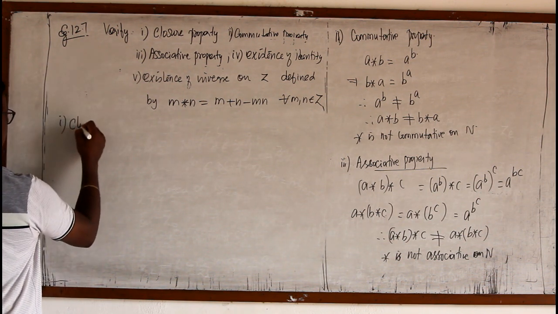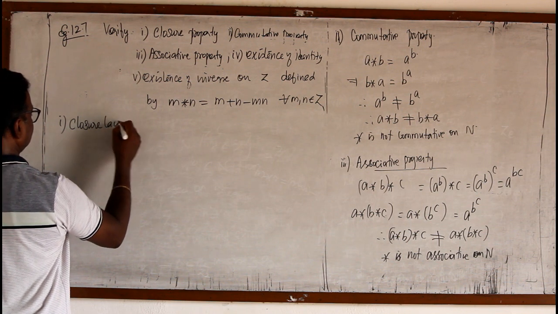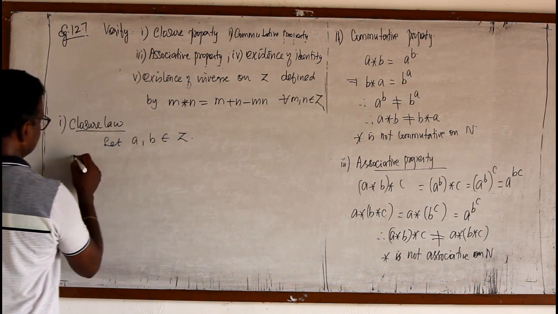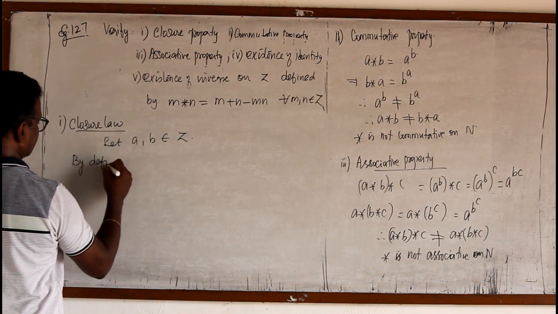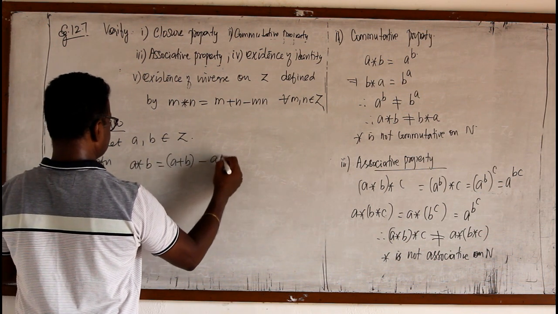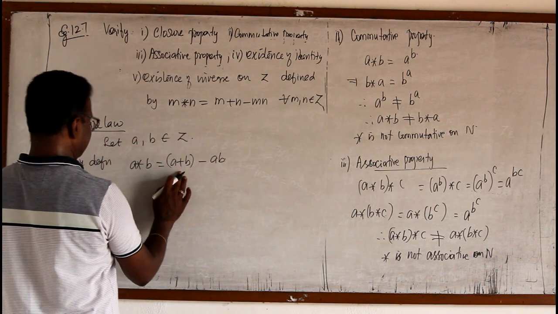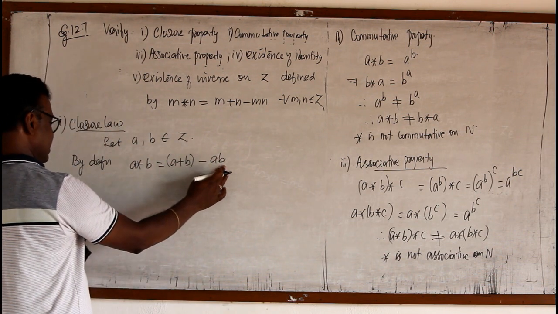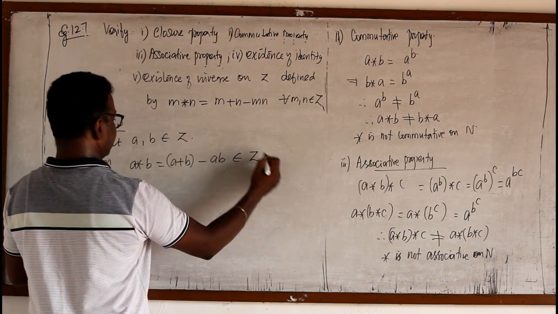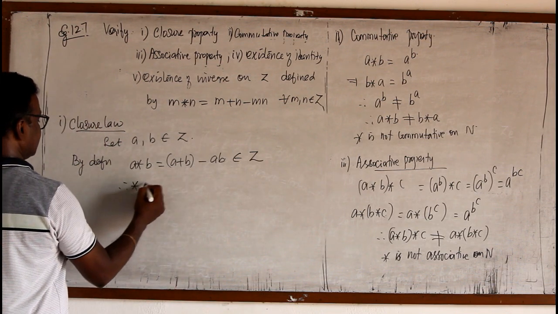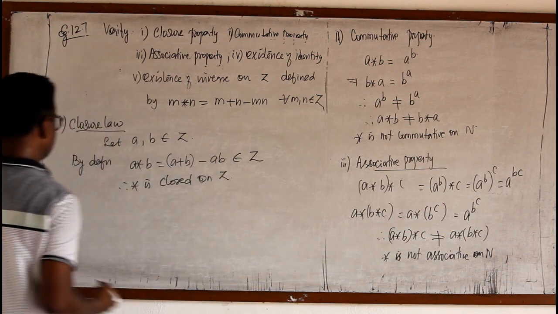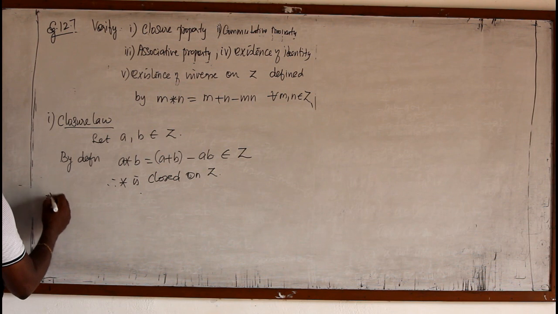First one, closure law. Let A, B belong to Z. By definition, A star B means what? A plus B minus AB. A plus B is an integer, we know. AB is also an integer, we know. When I subtract two integers, definitely that will be another integer. So definitely this belongs to Z. Therefore, star is closed on Z. Second property, commutative property.